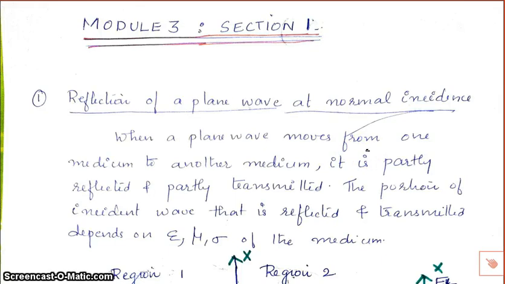Good morning all. In this section we will see the reflection of a plane wave at normal incidence. When a plane wave moves from one medium to another medium, it is partly reflected and partly transmitted. The portion of the incident wave that is reflected and transmitted depends on epsilon, mu, sigma of the medium.